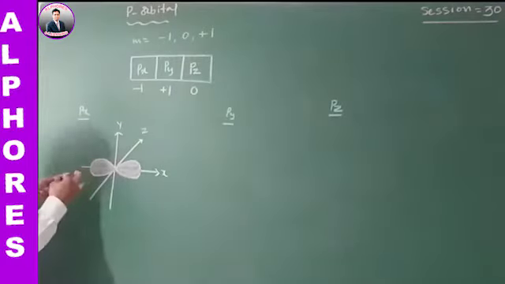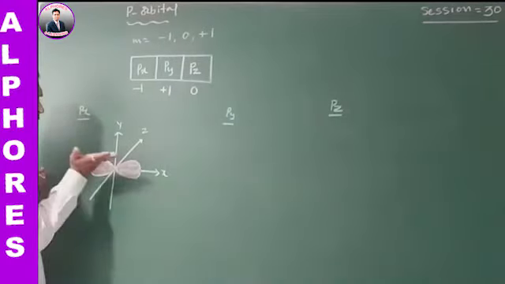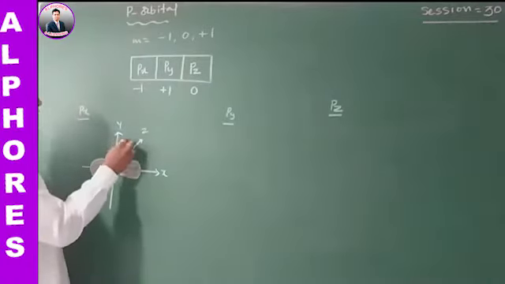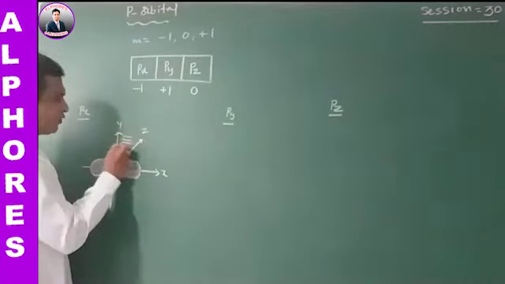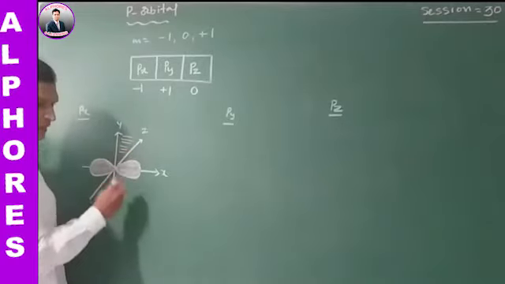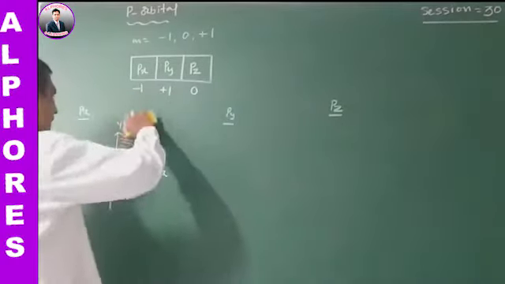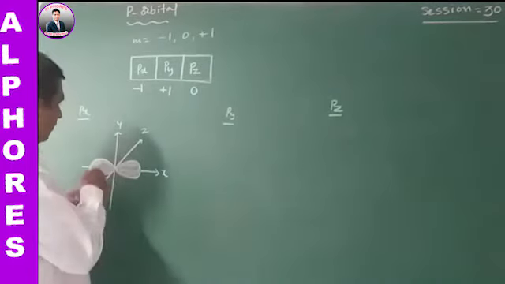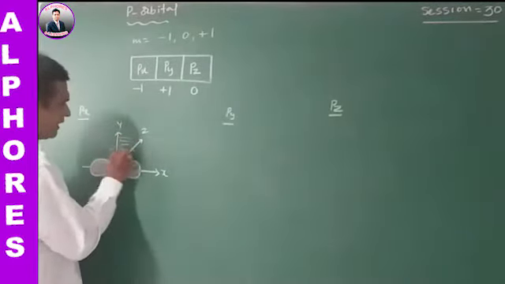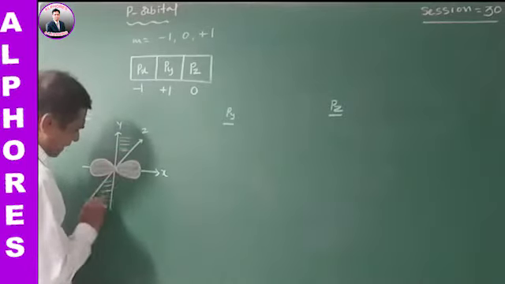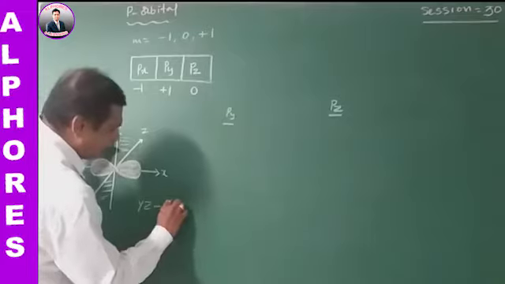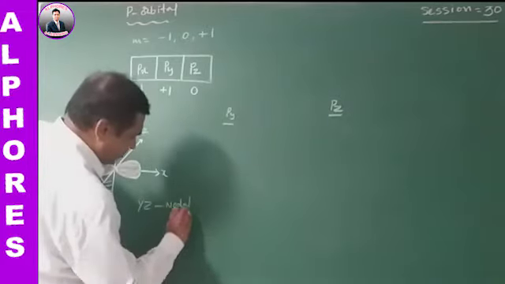When the electron density is maximum only on the x-axis, the yz plane is the nodal plane for that. The yz plane is the nodal plane, which we can draw with a different color.